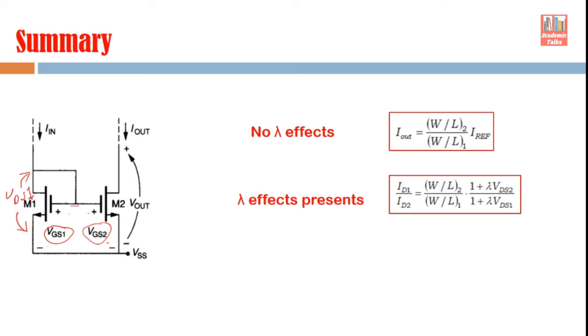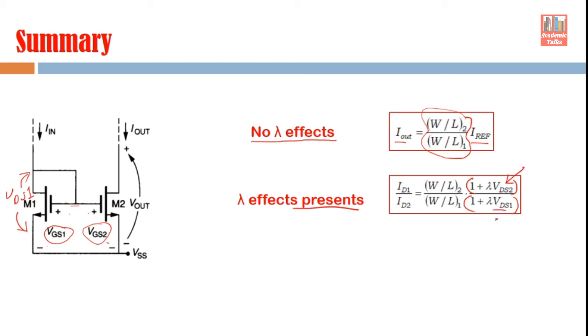We discussed this concept, and then we saw that if we do a little detailed analysis, and if we ignore the lambda effects in the device, then the output current is a function of the reference current. Depending on the ratio of W by L values of these two transistors, we can decide how the output current and reference current are related to each other. But if we include the lambda effects, there are some mathematical terms which we cannot cancel out, and since these terms are present, this VDS2 is a serious concern.